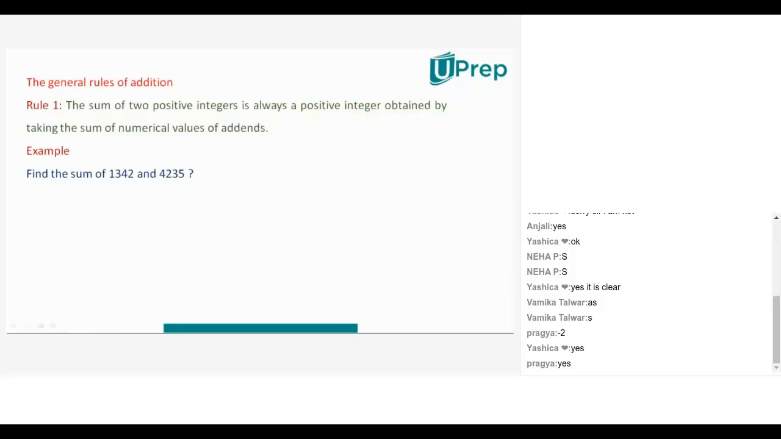Now, we have 3 rules of addition. They're called the general rules of addition. What does rule number 1 say? It says that the sum of 2 positive integers is always a positive integer that is obtained by taking the sum of the numerical value of addends. Now, what are addends? Addends are simply the numbers that are being added. Don't get very confused with the terminology.